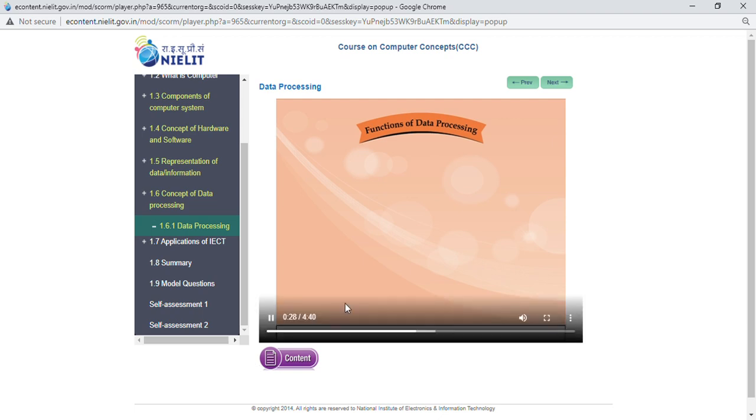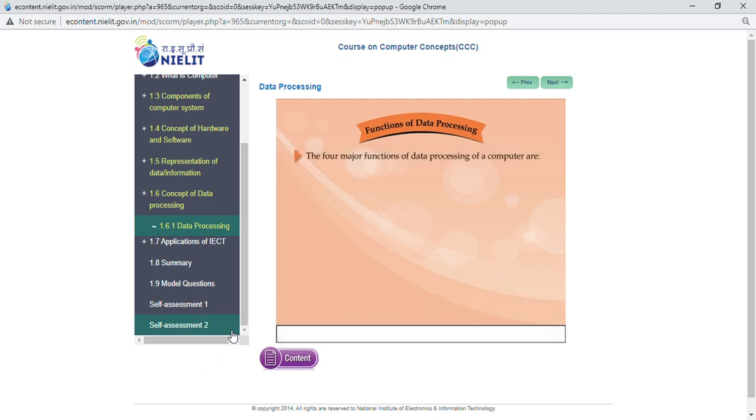Functions of data processing. The four major functions of data processing of a computer are validating, sorting, analyzing, reporting.